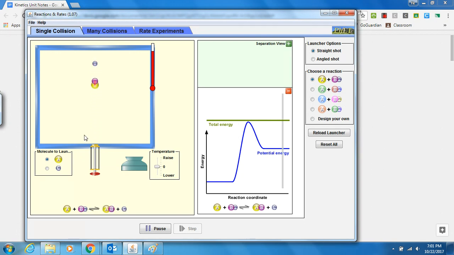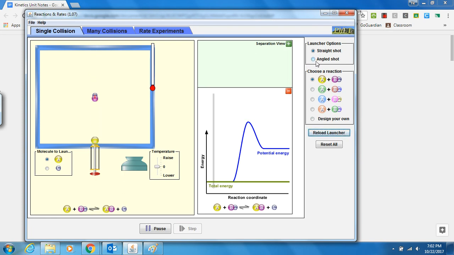All right, so that is one thing that must happen in order to have an effective collision. We must have sufficient energy to overcome this activation energy here. If we don't have that, then we won't be able to have our reactants transition to our products because we haven't made it to that transition state. Now, that's one thing. Let's try something else.